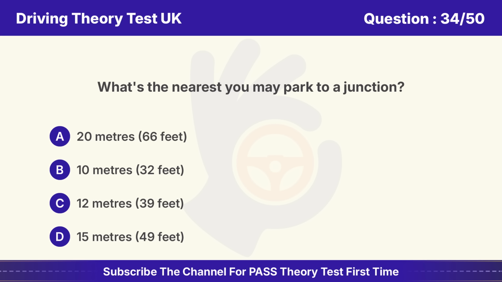Question 34. What's the nearest you may park to a junction? Option A. 20 meters, 66 feet. B. 10 meters, 32 feet. C. 12 meters, 39 feet. D. 15 meters, 49 feet.